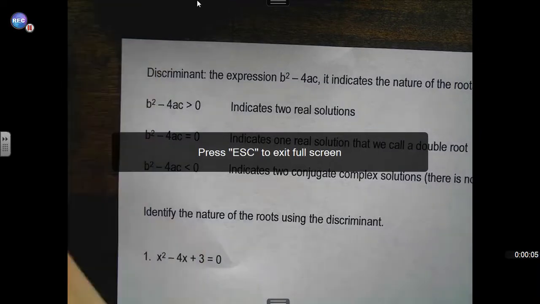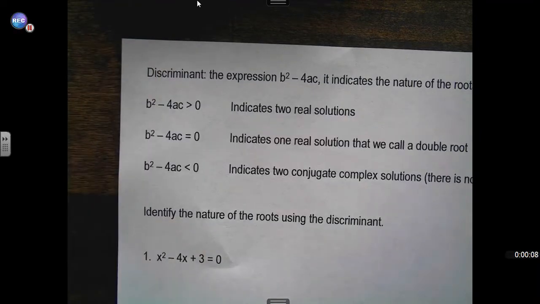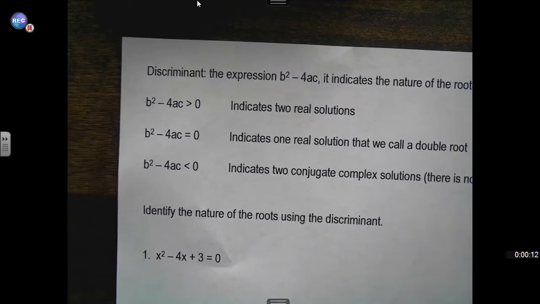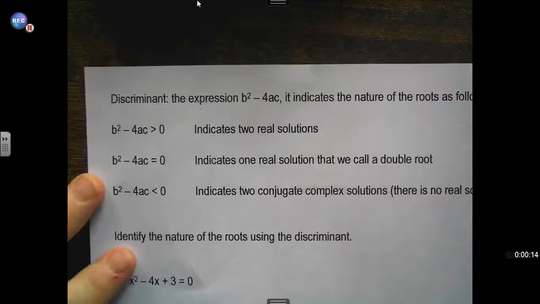Okay, Advanced Algebra 1, Topic 9, Section 6. This is the second video in that section, and it has to do with the discriminant.